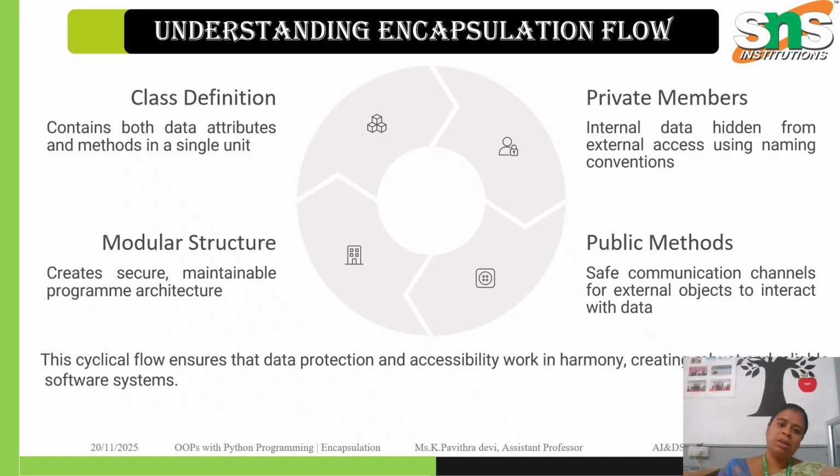Third one, public methods provide access. Getter and setter methods control access. Validation rules can be applied. Fourth one, the user interacts only through methods. The user can't touch internal data. Interaction is safe and controlled. Why is this flow important? It ensures security, prevents data misuse, makes the code easy to maintain and supports modular programming.